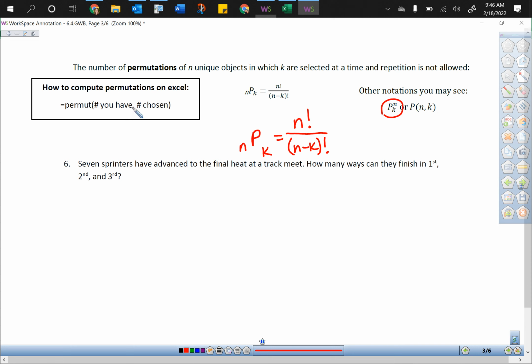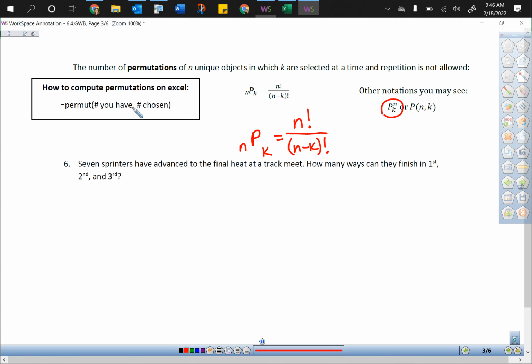So let's try this again, but this time let's use the formula. It's on the back side of your paper. It says 7 sprinters have advanced to the final heat at a track meet. How many ways can they finish in first, second, and third? Does order matter with this? Yes, because it's first, second, third place.